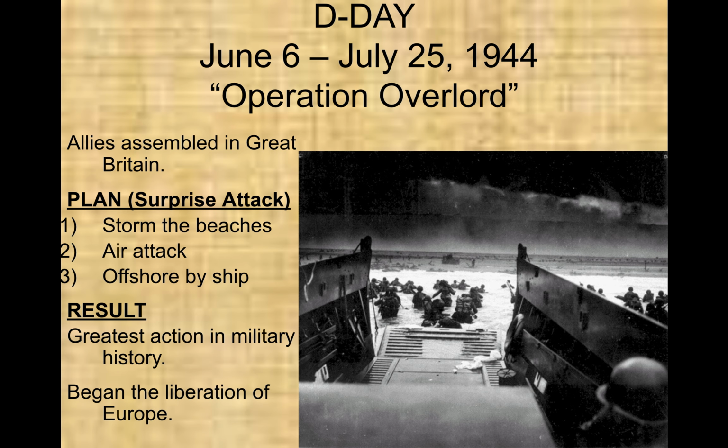Remember, we talked about before, the Germans had taken over France about 4 years before this, in June of 1940. The plan was to storm the beaches. That would mean the boats, as you can see in the picture here, would pull up, guys would come out of the boats shooting, trying to get onto the beach. There would also be an air attack where we'd be bombing the German forces, but also dropping in paratroopers behind the German line. So behind where the Germans are, we're going to drop soldiers that are going to come in and attack the Germans from the back.